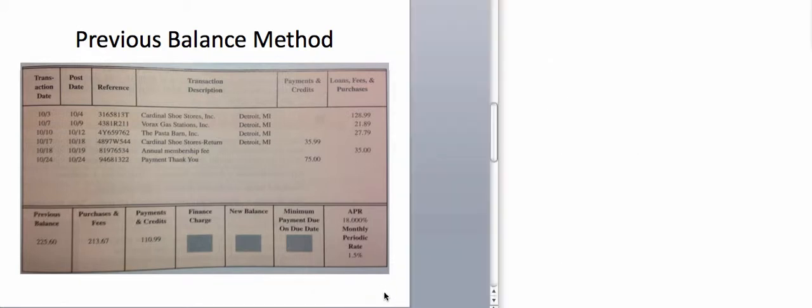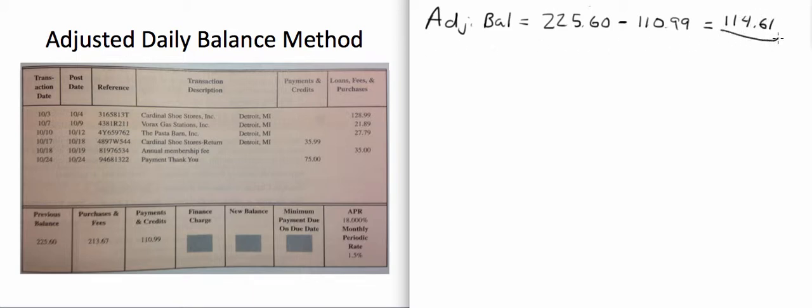Okay, the next idea comes with the adjusted balance method. In this one we have to find our adjusted balance first, which is our previous balance minus our payments and credits. So we take 225.60 and subtract out 110.99, and that gives us an answer of 114.61. This is the value we use to figure out our finance charge. We take 114.61 times 0.015 to get our finance charge, our FC, and that gives us an answer of $1.72.